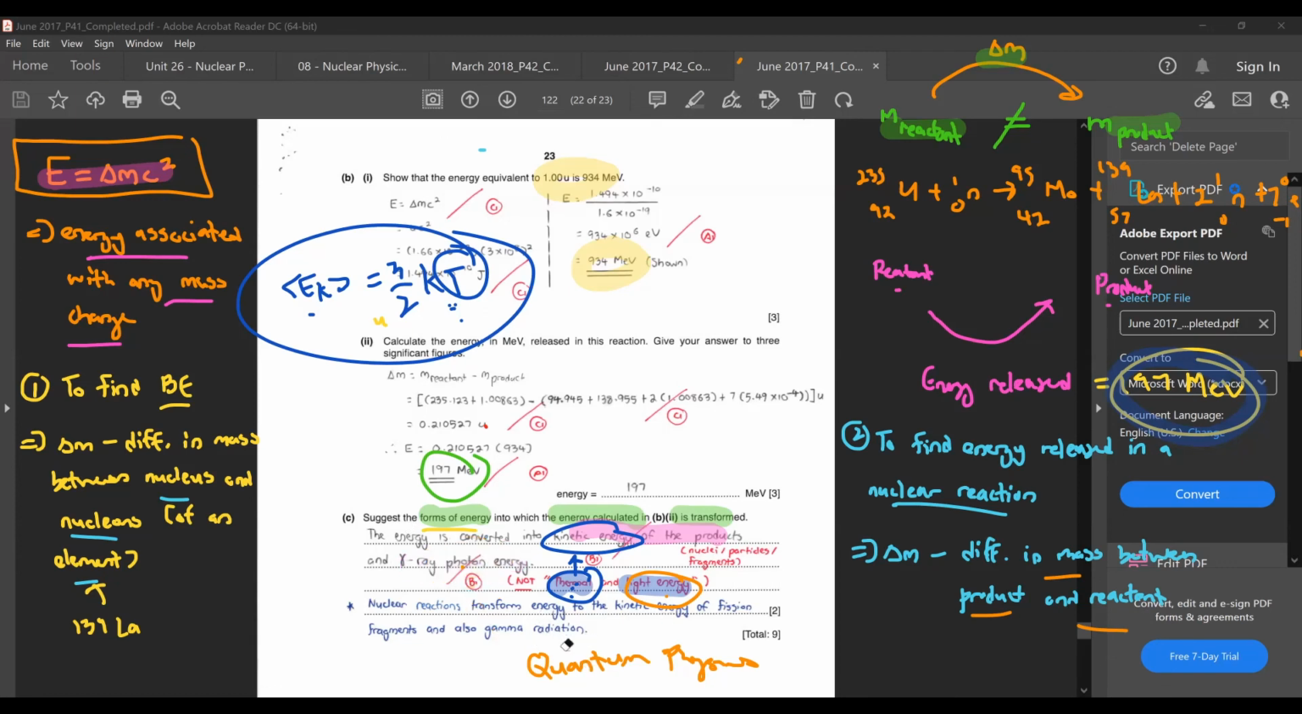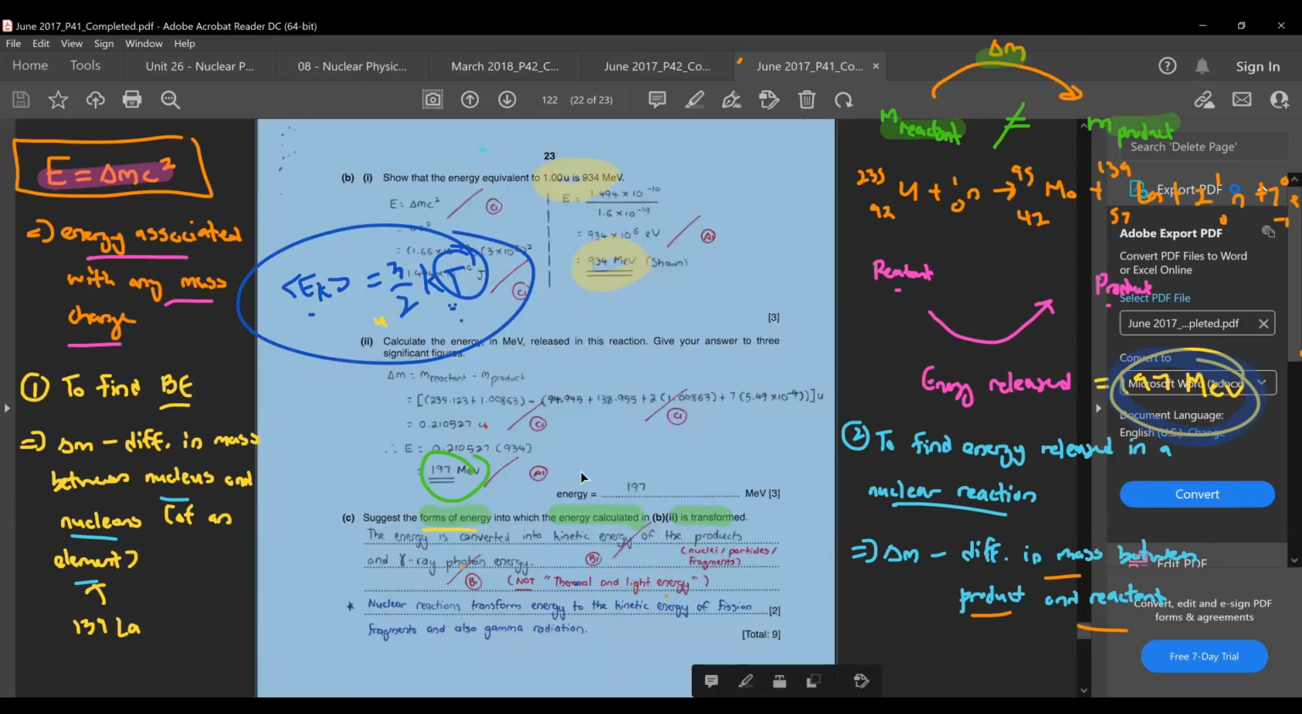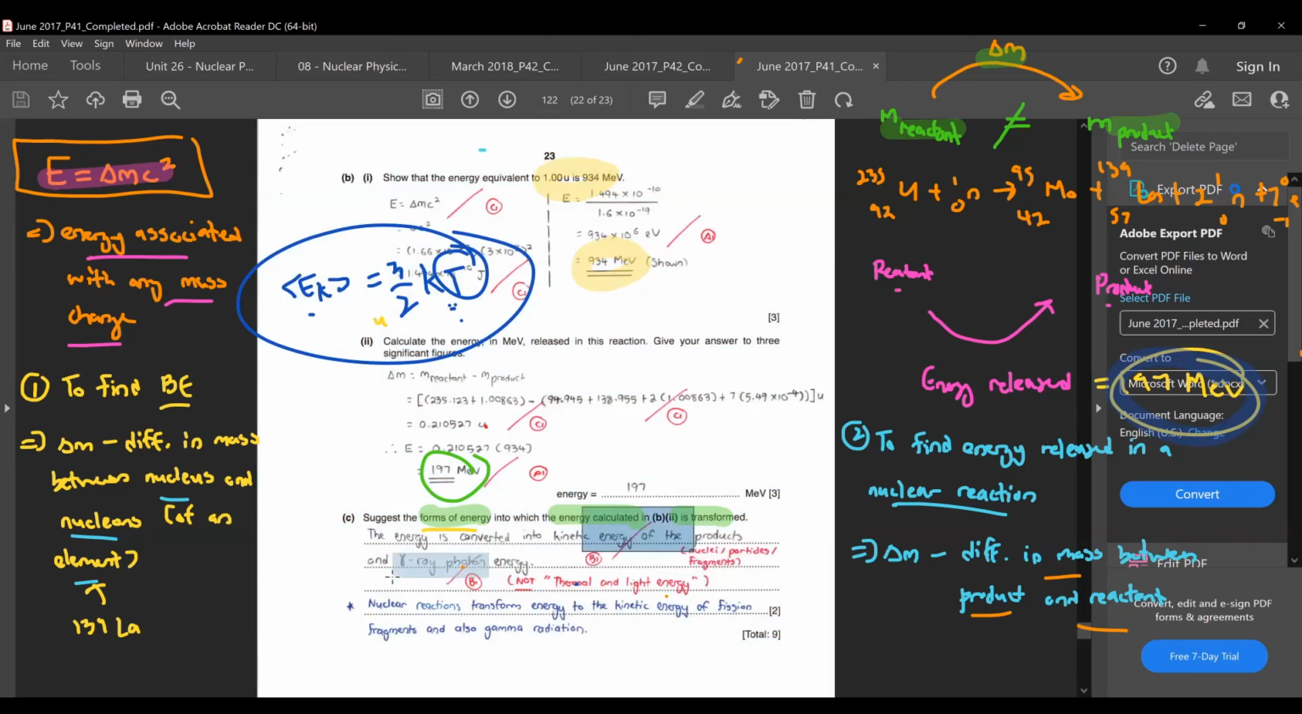So these are the forms that your 197 MeV of energy is converted into. They gave you 2 marks, right? 1 mark is for one form of energy. One is kinetic energy, and one is gamma ray photon.